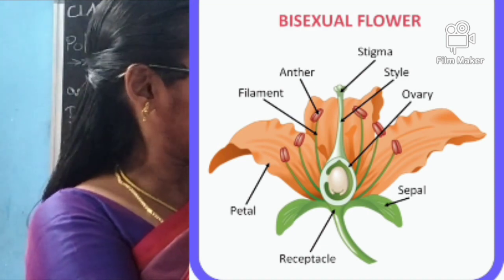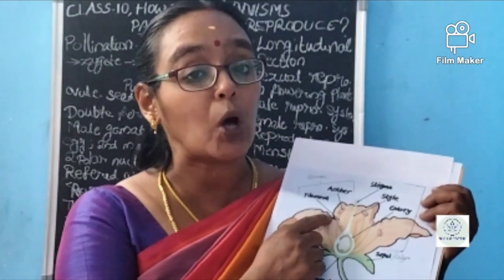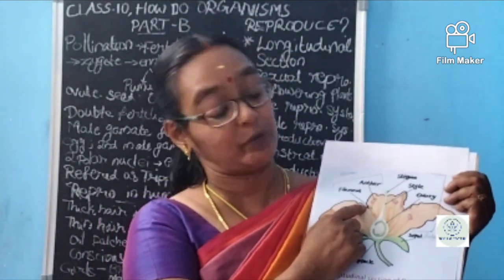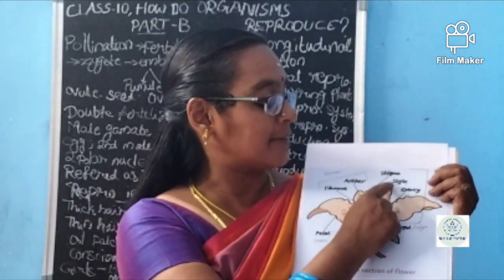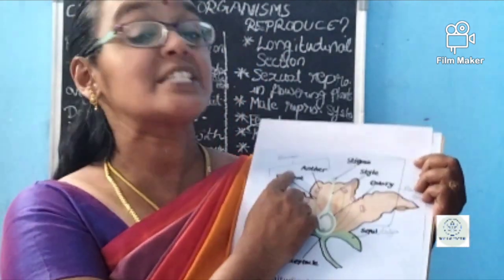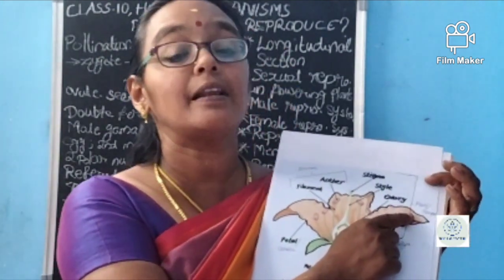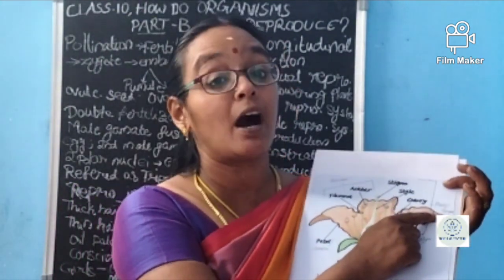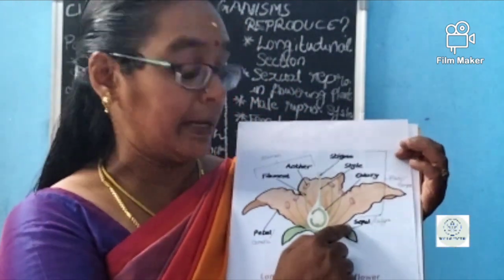Filament, anther. What does the anther contain? The anther contains pollen grains, and this belongs to the male reproductive part of the flower. Then what is the female reproductive part? It includes stigma, style and ovary. The male reproductive part is called the stamen, while the female reproductive part is called the pistil, or we also say carpel.